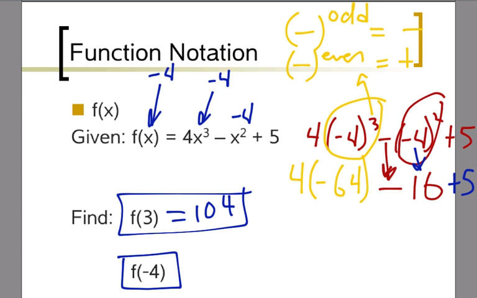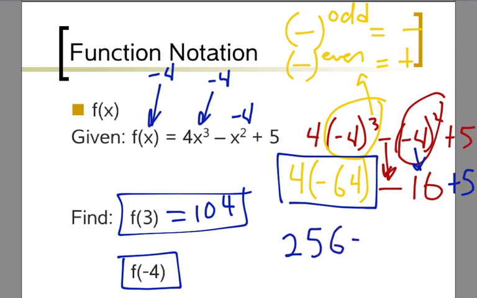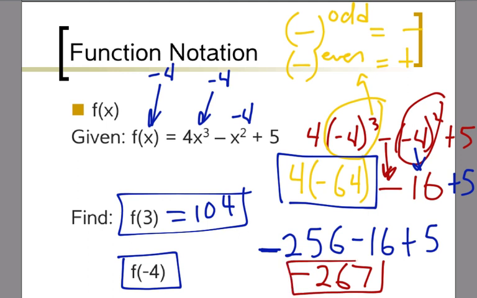So now I further simplify by multiplying 4 times negative 64, and that gives me 256. I'm sorry, that's a negative 256. Then I subtract 16 and add 5, and if I do that I should get a negative 267. So that is your answer for f of negative 4. The answer is negative 267.